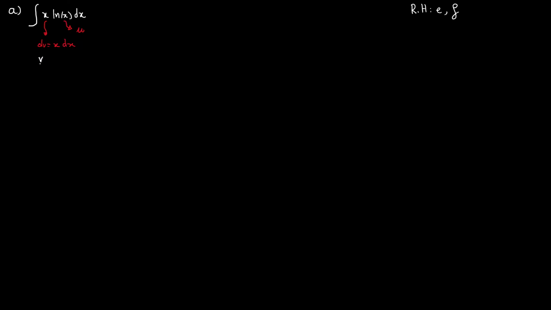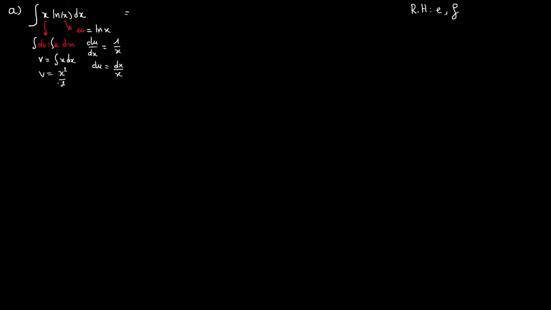And remember, v, in this case, is just you take the integral of both sides. So you get v is equal to the integral of x dx, or in other words, v is equal to x squared over 2. Okay, that wasn't too bad. Okay, and then u is equal to ln x. What can we do then? Well, we can say du over dx is equal to 1 over x, or in other words, du is equal to dx over x.